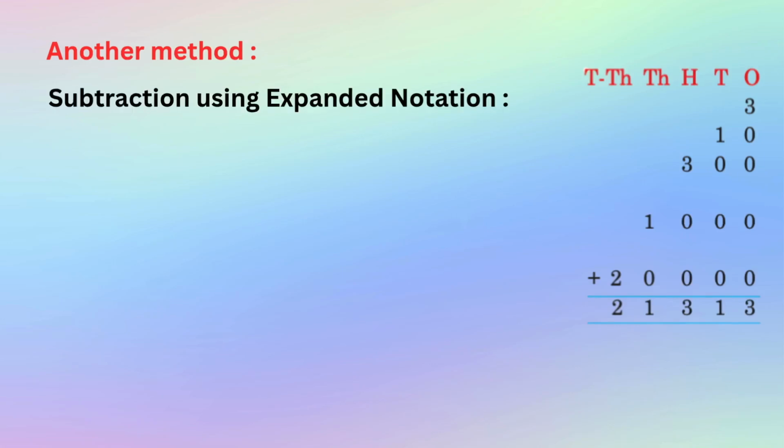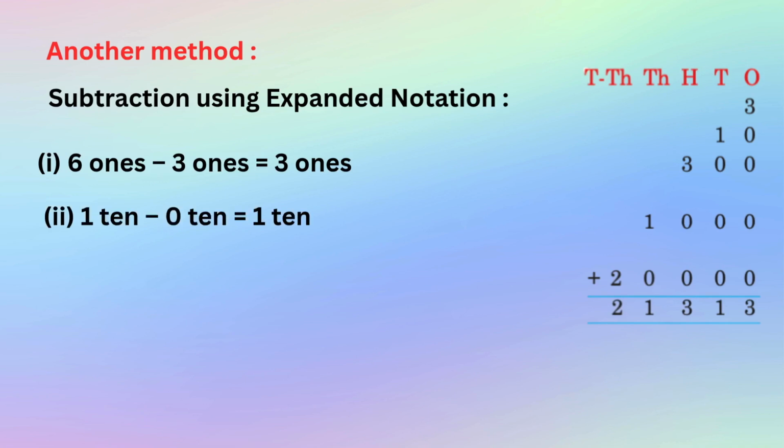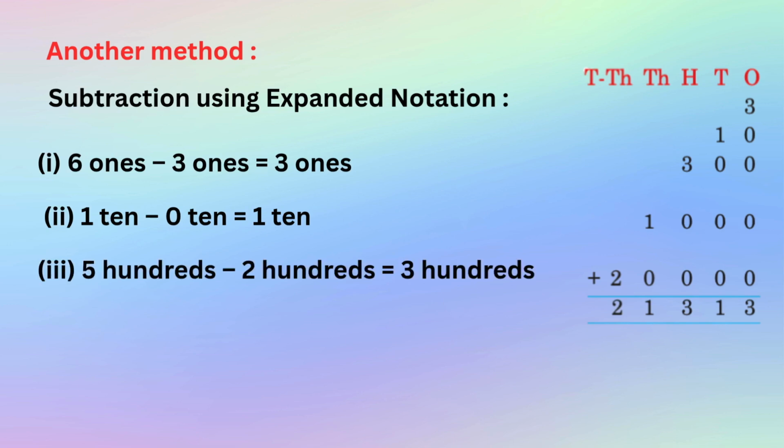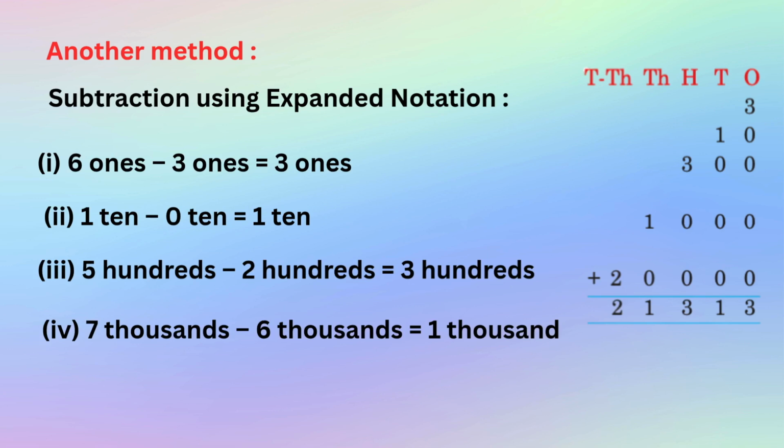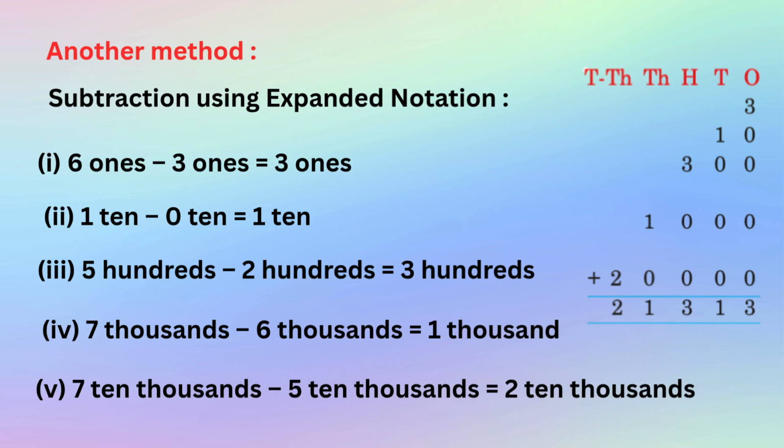Another method. Subtraction using expanded notation. 1. 6 ones minus 3 ones equals 3 ones. 2. 1 ten minus 0 tens equals 1 ten. 3. 500 minus 200 equals 300. 4. 7,000 minus 6,000 equals 1,000. 5. 7 ten-thousands minus 5 ten-thousands equals 2 ten-thousands.